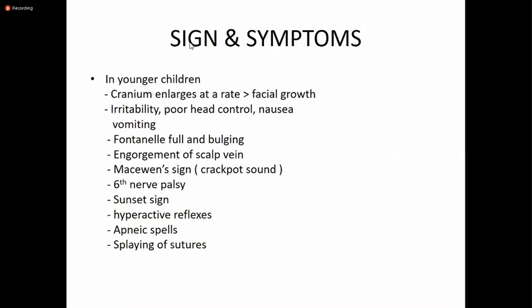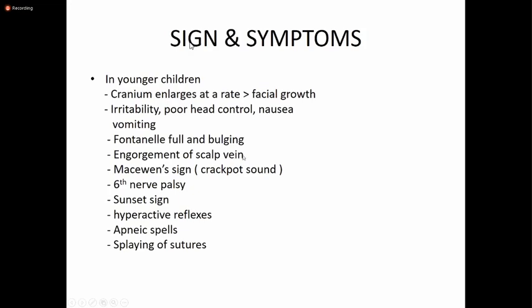What are the signs and symptoms of hydrocephalus? The signs and symptoms again depend on the age of the patient. In younger children, the cranium enlarges at a rate greater than facial growth. There will be irritability, poor head control, and nausea, vomiting. These are the signs of raised intracranial pressure in the younger age group, less than 1 year. The fontanelle will be full and bulging. You know that the anterior fontanelle closes at the age of 18 months. So below 1 year of age, if there is hydrocephalus, the fontanelle will be full and bulging.